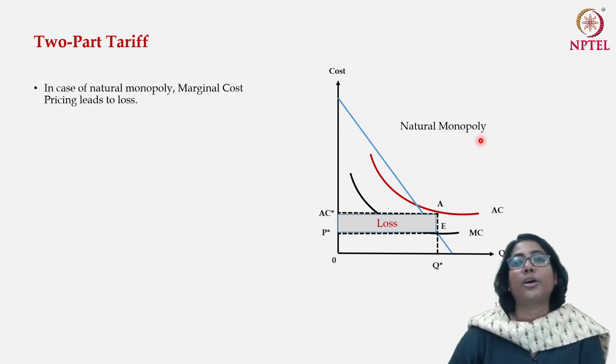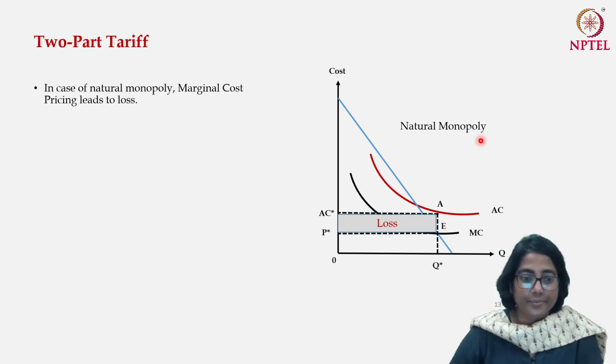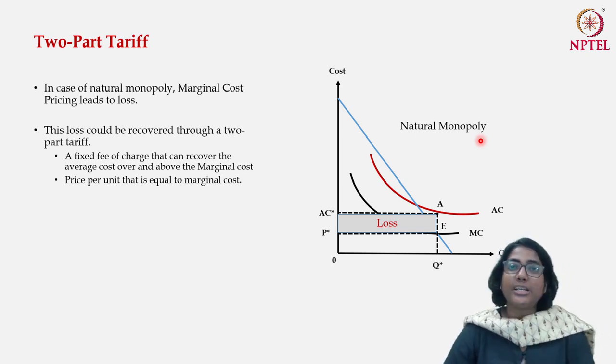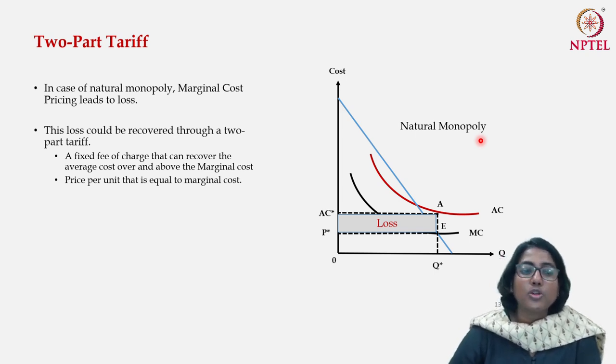In that case, the question becomes, where does the remedy lie? The remedy lies in the two-part tariff. This is a common tariff structure in case of energy, especially in case of electricity supply. So what is the two-part tariff? This says that the tariff will have two parts.